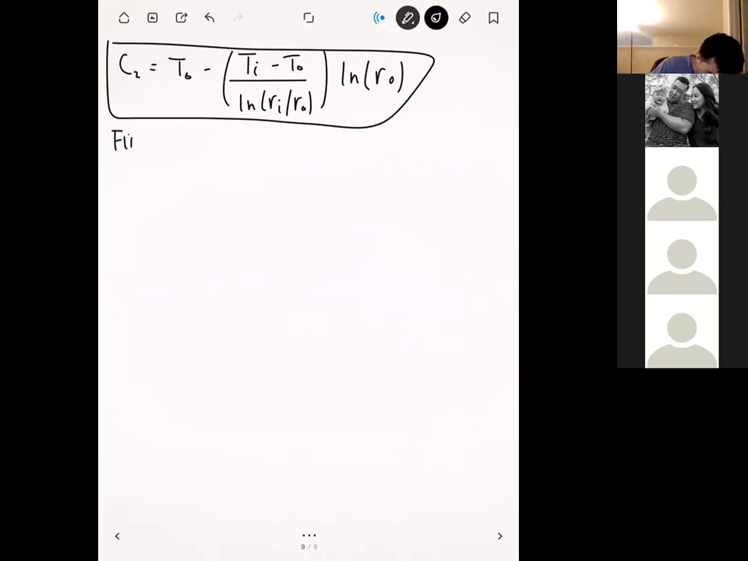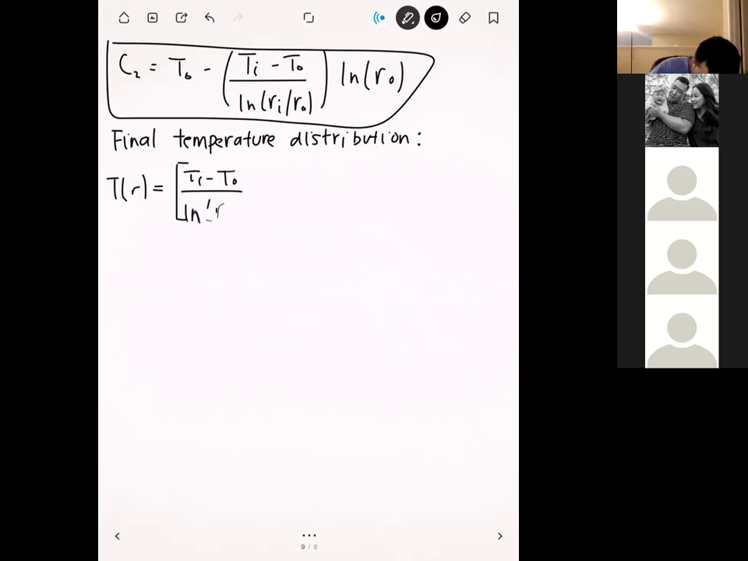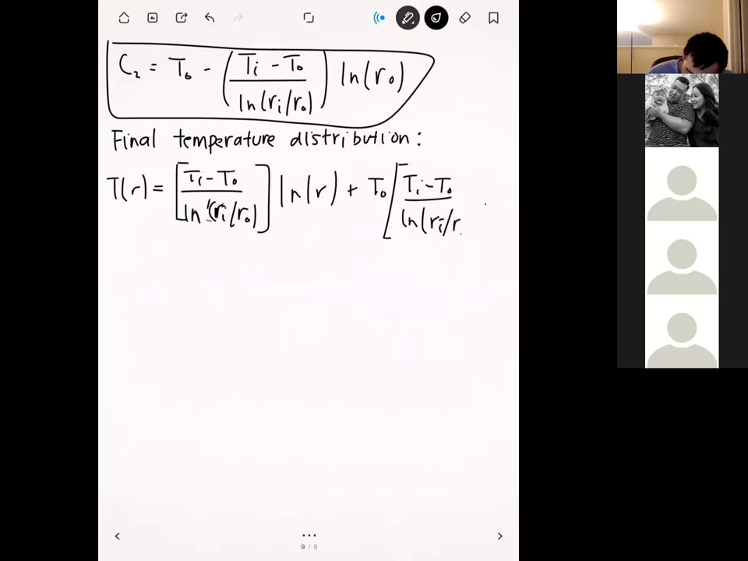Then we have our final temperature distribution. And so our final temperature distribution is, we just plug in for C1 and C2, and we get T of R is equal to Ti minus To, all divided by ln of Ri divided by Ro, multiplied by ln of R. And so that's our C1 term, plus To times Ti minus To divided by ln of Ri divided by Ro times ln of Ro. And so that's the full solution right here.